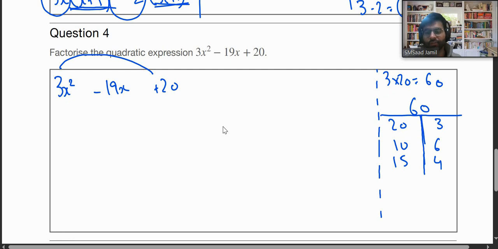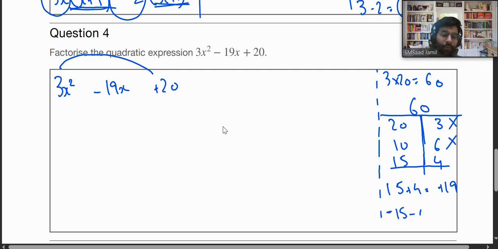Now the question is asking you -19x. Which combination of numbers will give me -19? Is it 20 and 3? No. Is it 10 and 6? No. Is it 15 and 4? Yeah. But you will not write 15 plus 4 because that's positive 19. We do not want positive 19. We want -19. So it's going to be -15 - 4. -15 - 4 is -19 and -15 multiplied by -4 is positive 60.